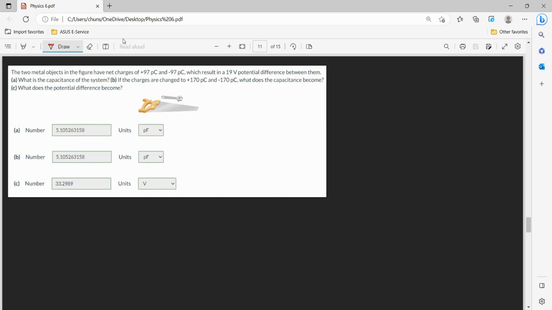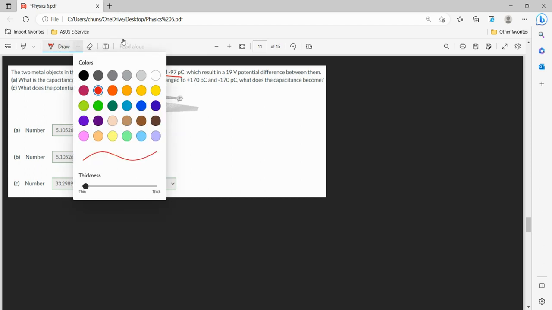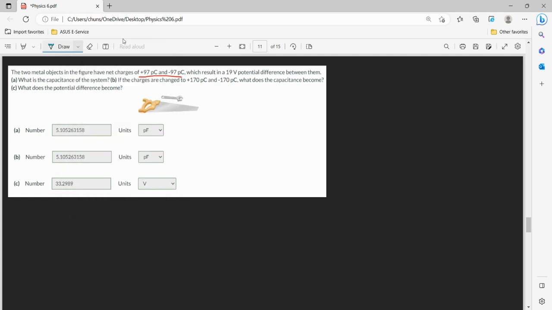So this is a more unusual type of capacitor because we're working with tools here, but by definition, it is a capacitor because we have two conducting objects that are separated by a certain distance with the same charge on each with an opposite sign that has a potential difference between them. So for our first part, it wants the capacitance of the system. We know capacitance to be equal to our charge over our potential difference. So we're given both of those things.